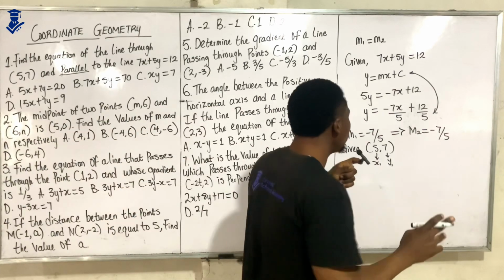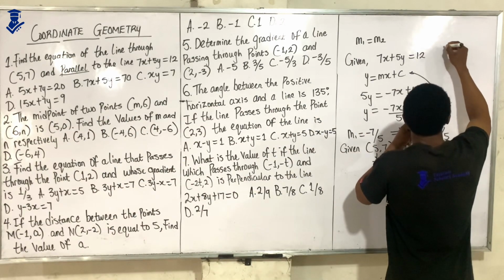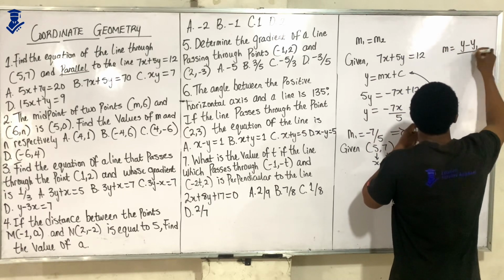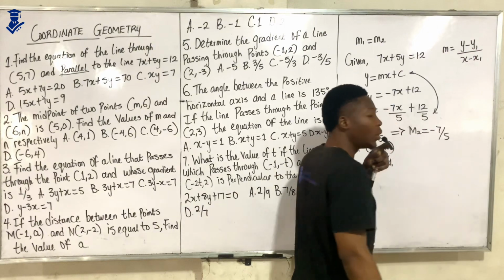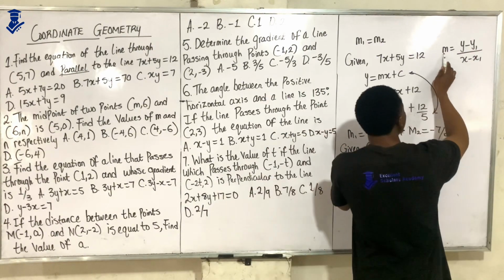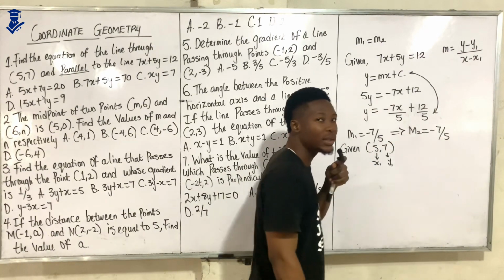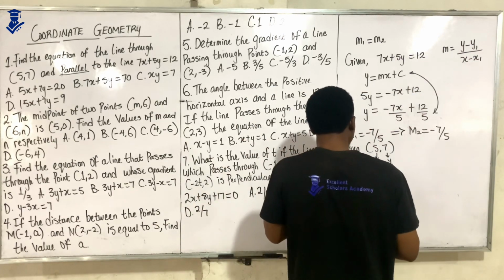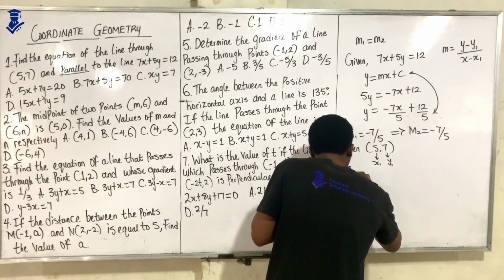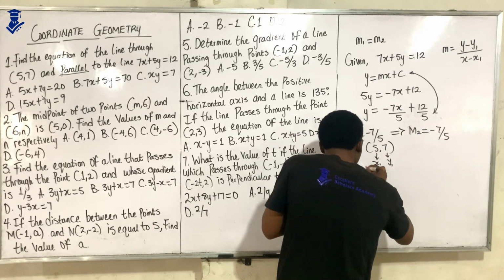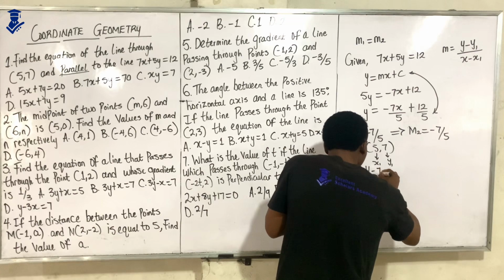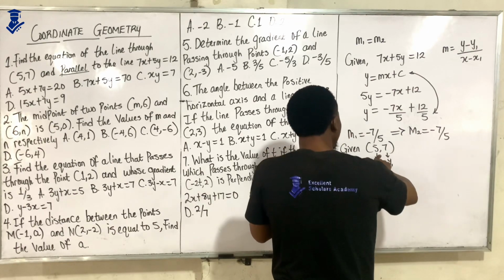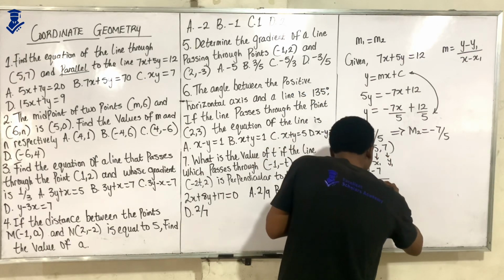Now, what formula do we use for that? We use the formula m is equal to y minus y1 over x minus x1, where m is the gradient and y1 and x1 are the points. Now, putting the information we have into this formula, it becomes minus 7 over 5, which is the gradient, is equal to y minus y1, which is 7, over x minus x1. Now x1 is 5, that's x minus 5.